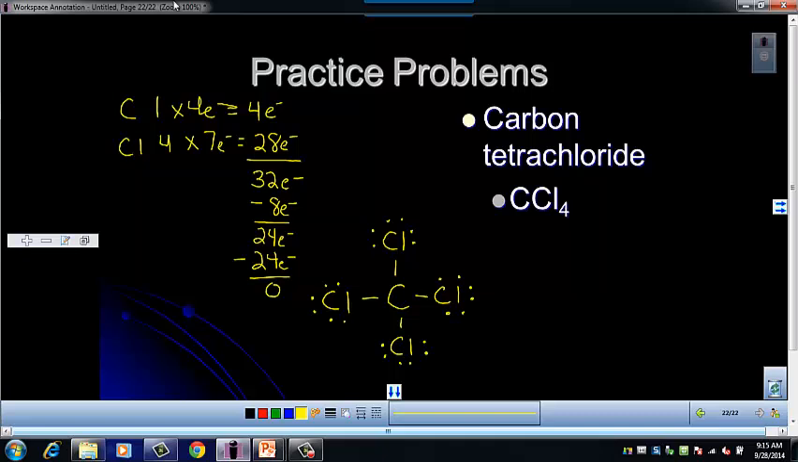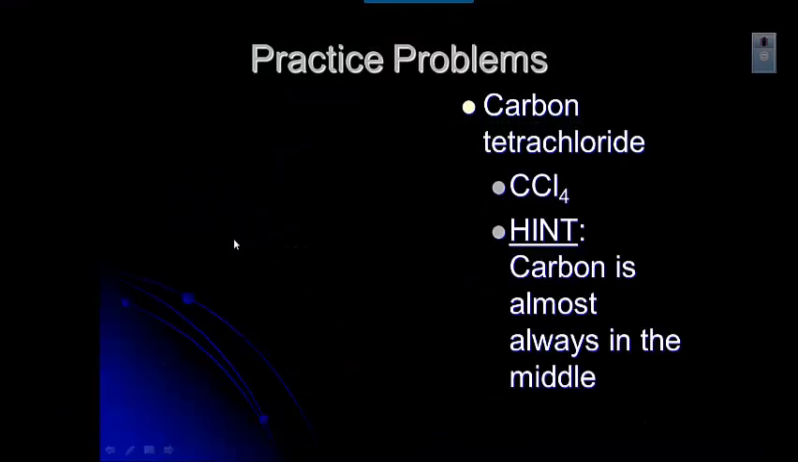Let me go ahead and give you the hint to put in your notes. Carbon is almost always going to be in the middle when carbon is in a compound, and that's because of the way that it bonds. All right, let's try another one.